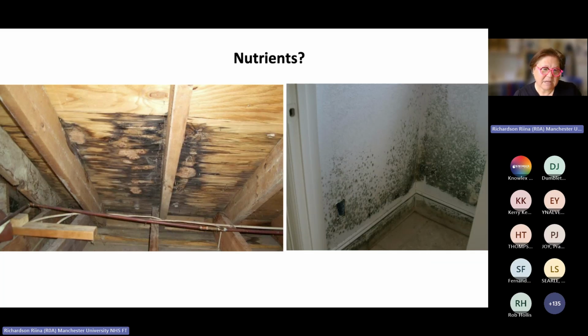Nutrients, some molds, not all, some are happy to degrade and grow on wood. Others are happy to grow on wallpaper, paper, but they are specific requirements. Not every mold does the same thing.